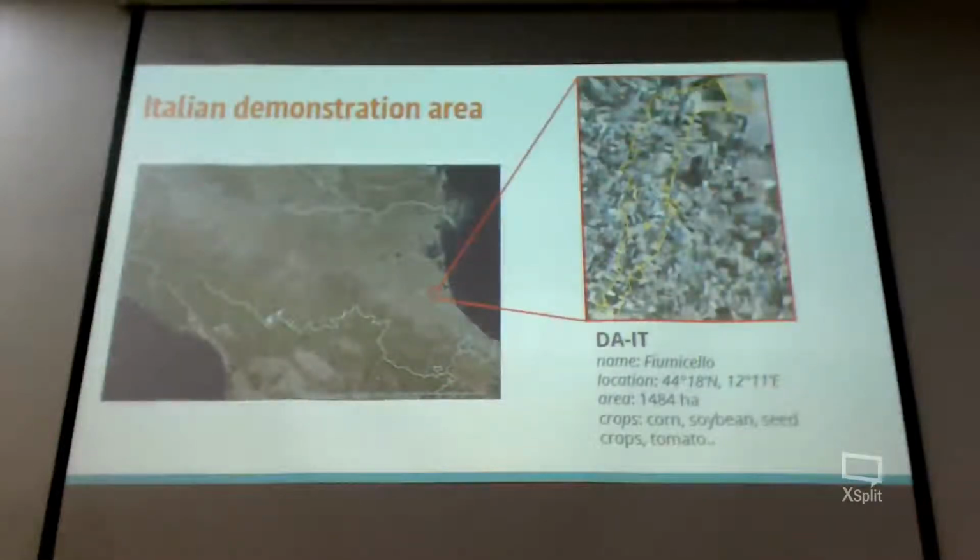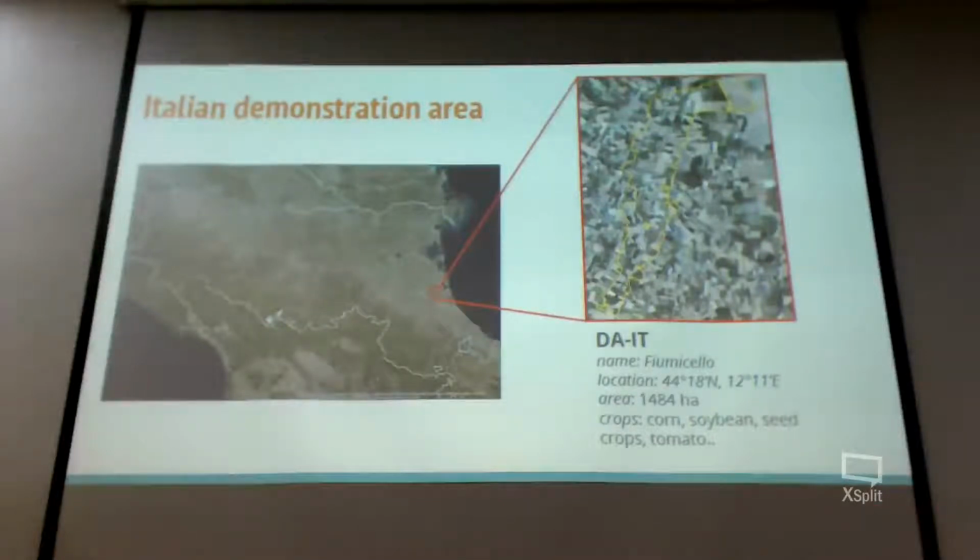Here, at last, we are going to see the results of what we have obtained over the Italian and the Spanish demonstration areas. The Italian demonstration area was a little area of our region, close to Ravenna city, in the east of our region. The name of the area was Fiumicello. It is a little area of about 1,500 hectares, with only herbaceous summer crops.